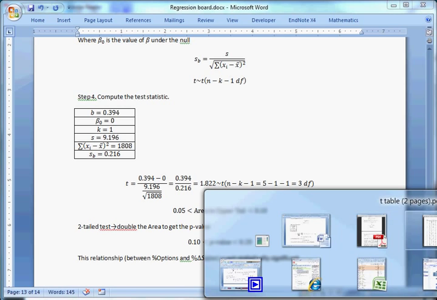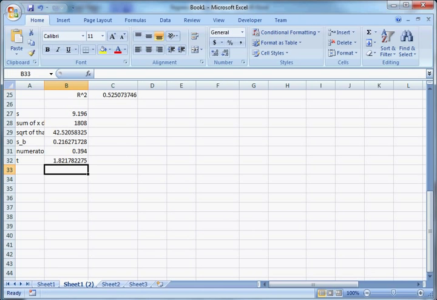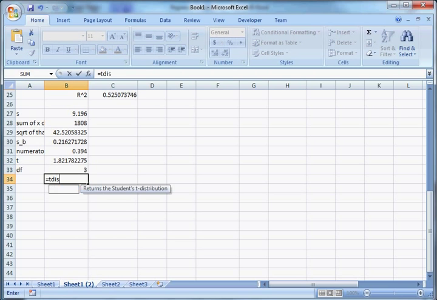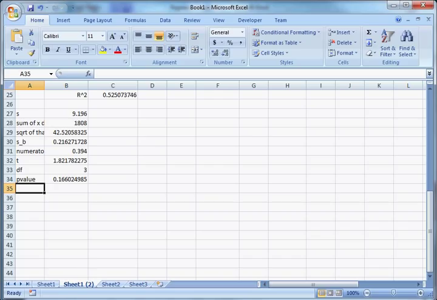We can find the exact p-value using Excel if we want. We know that our degrees of freedom is 3, and so you can do equals T.DIST. Pardon me. So this is our x, which is our value of t, whatever your test statistic. We have 3 degrees of freedom. It's a two-tailed test. You can see there's a 16.7%, 0.166 is our p-value. So there's about a 17% chance that this could just be random variation. We only have 5 data points, so it's hard to get a statistically significant result.